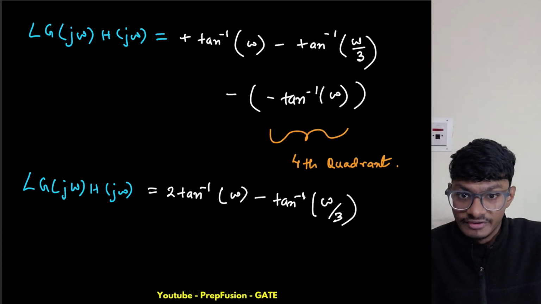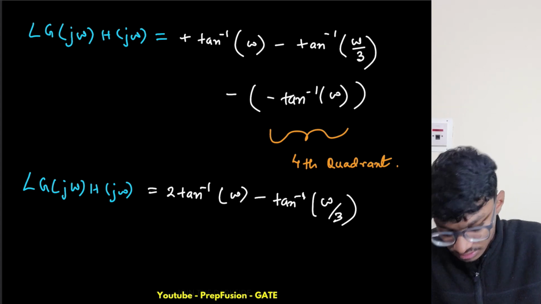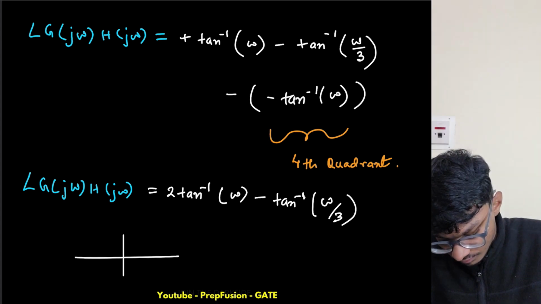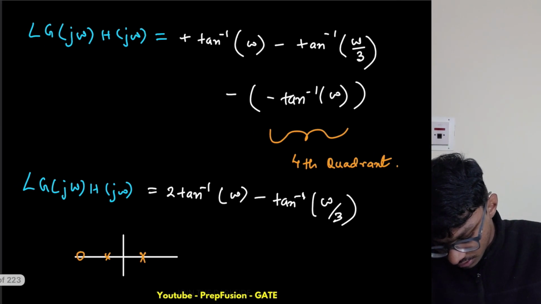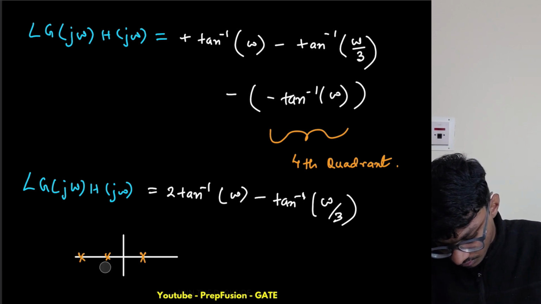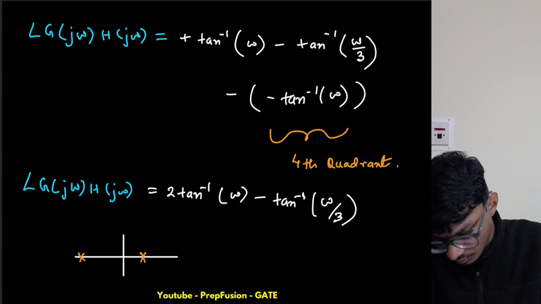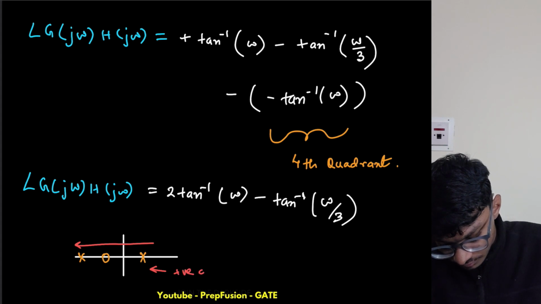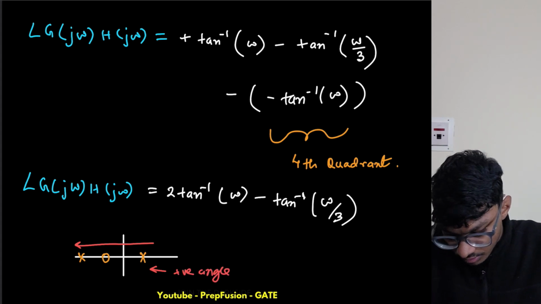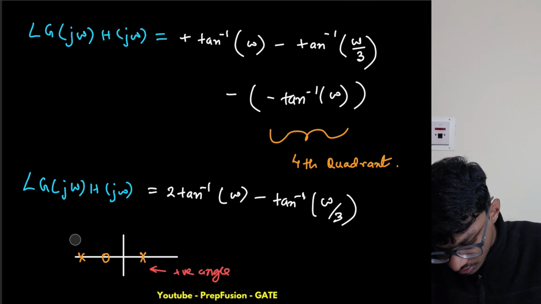So due to this one, if I draw the pole zero diagram, that is why I explained it very well in the previous lecture. So I have a pole here, then a pole here, and a zero here. Due to this left hand zero, this is contributing. So my priority will go something like this. This is contributing positive angle, and it will go something like this.